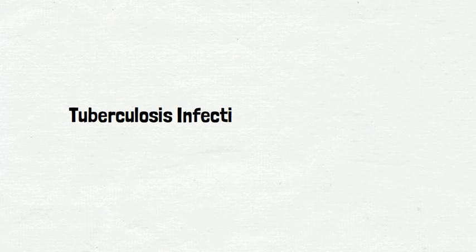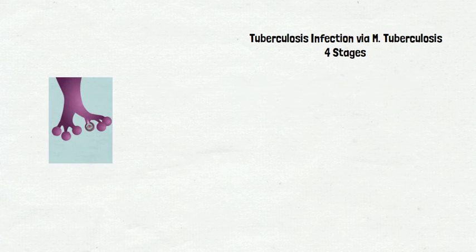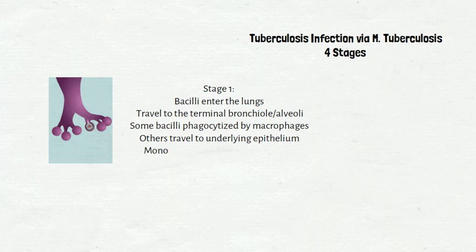Tuberculosis infection occurs in 4 stages: the initial macrophage response, the growth stage, the immune control stage, and the recovery stage. During the first stage, after the droplet nuclei are inhaled, bacilli enter the lungs, traveling to the terminal bronchiole to the alveoli. Infection happens when droplet nuclei reach the alveoli and begin to multiply.